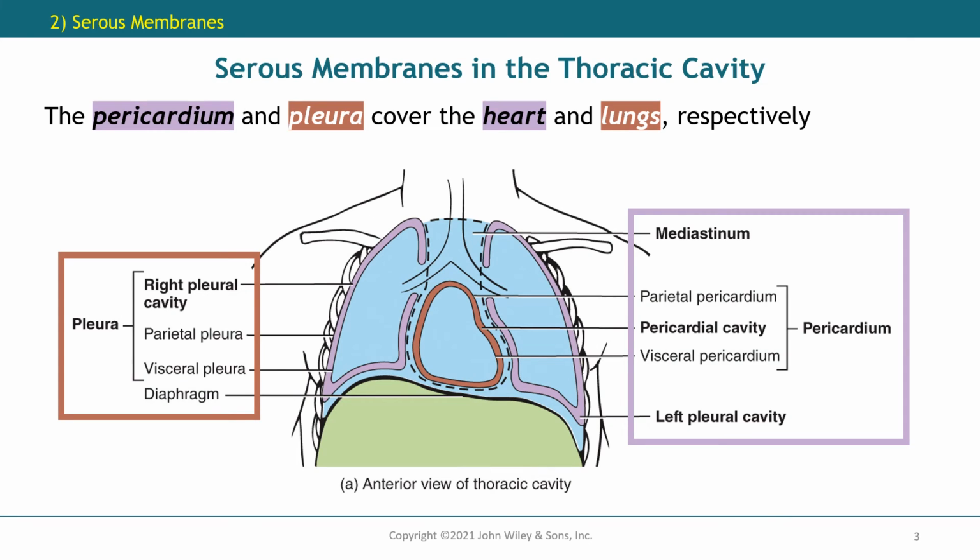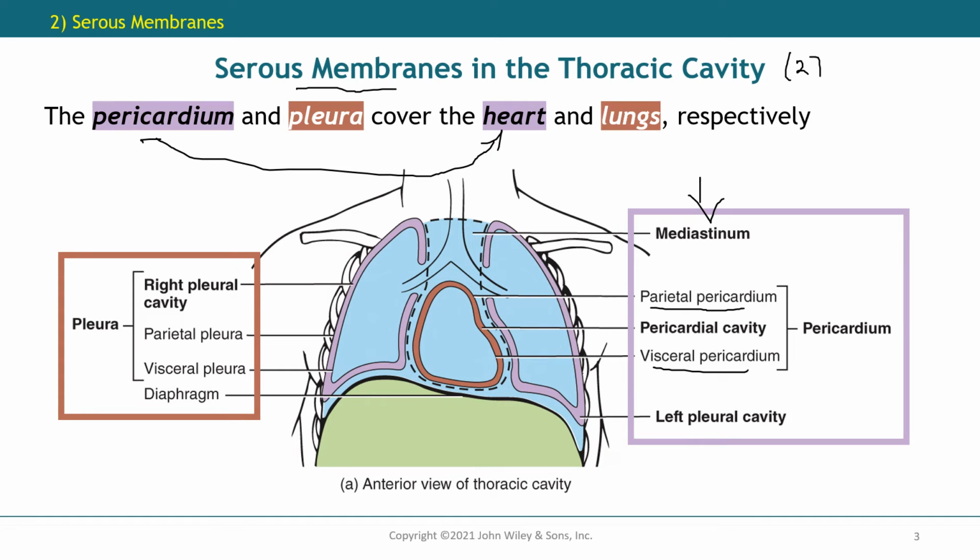Now we're going to talk about the different serous membranes. In the thorax, you have two serous membranes. The first one is the one that surrounds the heart, and it's called the pericardium. So you can see it here. And as we said before, you have two layers, the parietal pericardium and also the visceral pericardium.